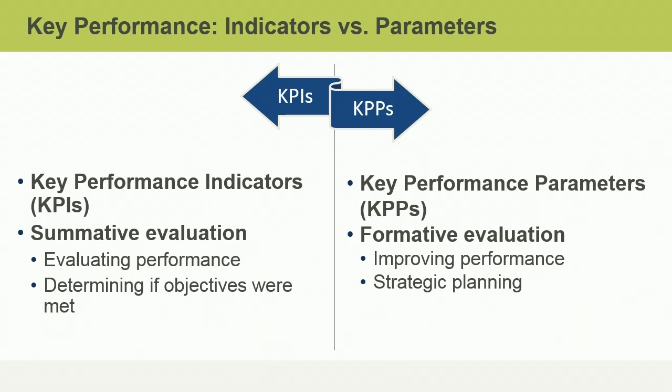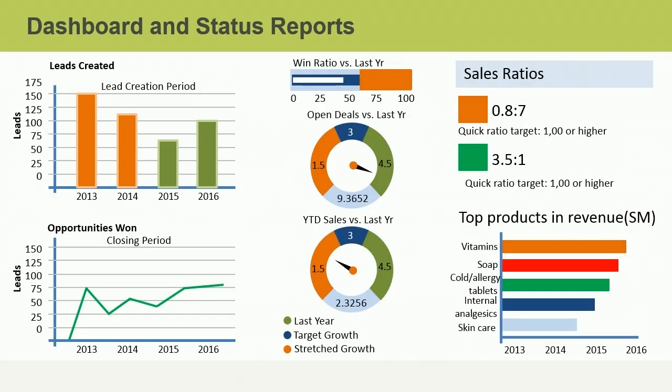Performance indicators can also be used to think ahead and adjust course if necessary. Key performance parameters, or KPPs, allow the project manager to look at real-time performance to determine if goals will be met before the next reporting period. The findings can be used to improve ongoing efforts and to ensure the current performance will maintain alignment with the strategic plan. Real-time project performance can be monitored through the use of dashboards or status reports.